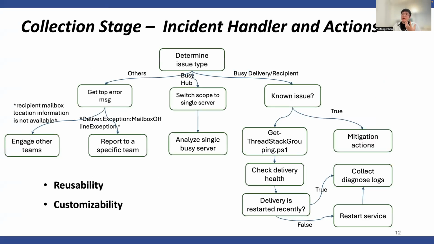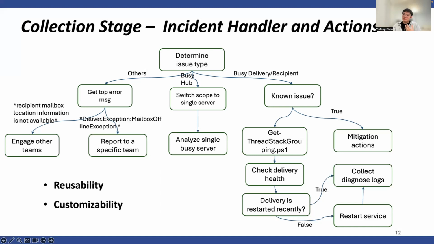Okay, so this is the example of the incident handler and their actions. For example, if the issue type is a busy hub, then we will narrow down our scope to a single server instead of a whole forest or a DAG, right? So this is a scope switching action. And for the query action, basically, if it is a non-issue, then we will perform this get thread stack grouping PowerShell script to collect the multimodal data.